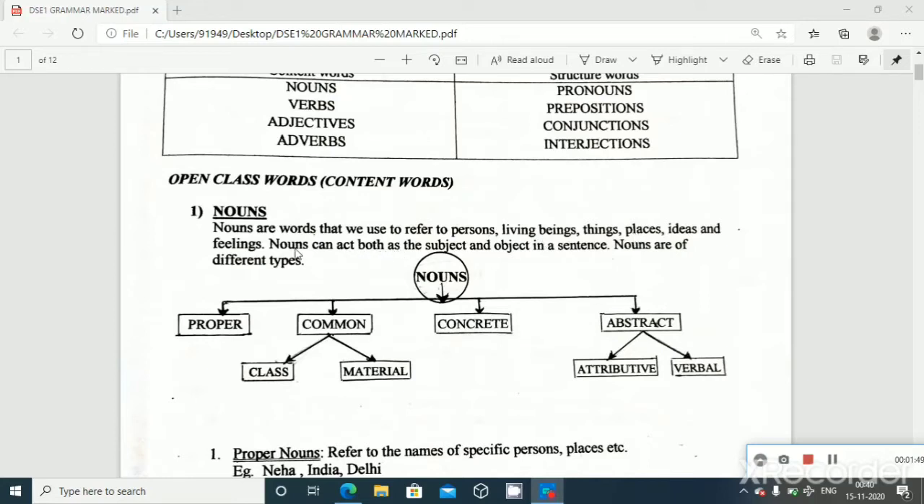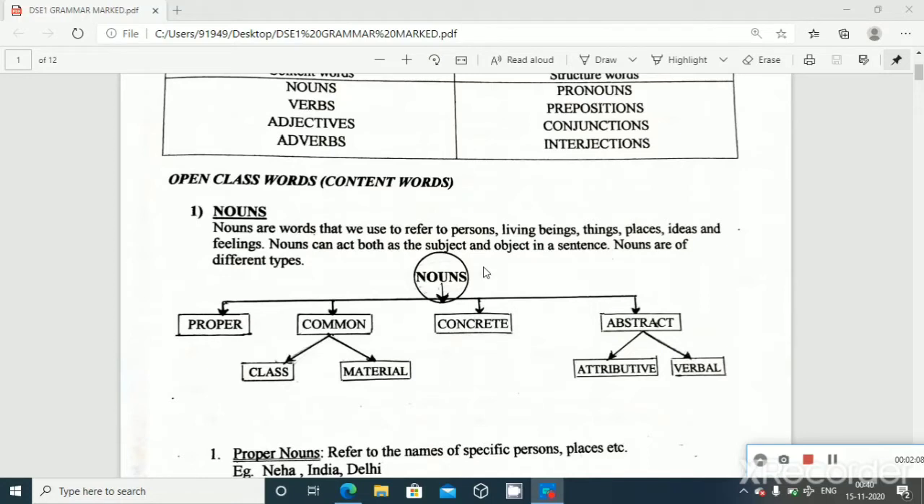Let us take examples later. That is, a noun can act both as the subject and object in a sentence. That is something very deep, we will come to that later. But let us see what nouns are. So basically, how do they come or how do they function in a sentence?